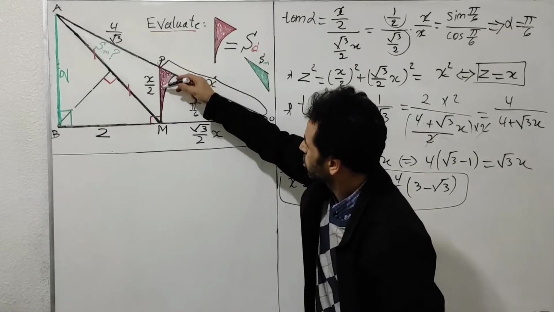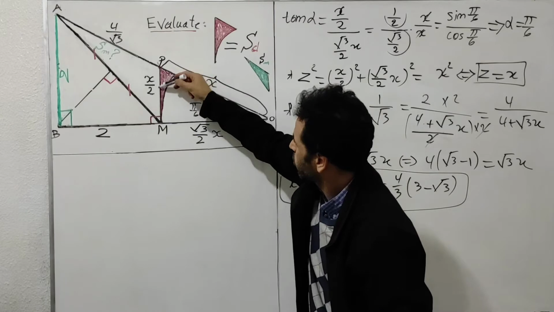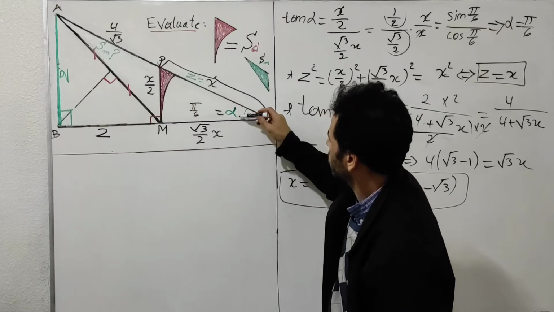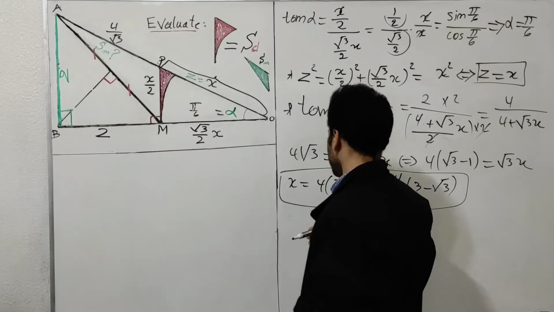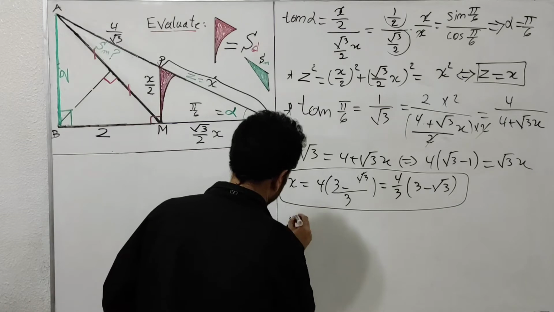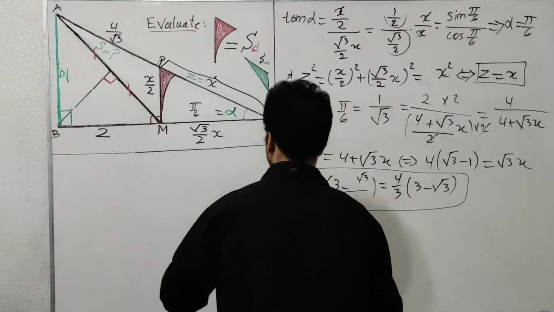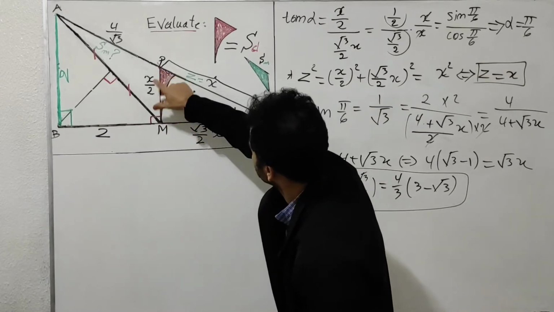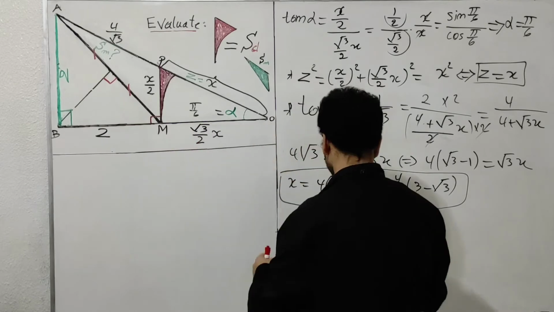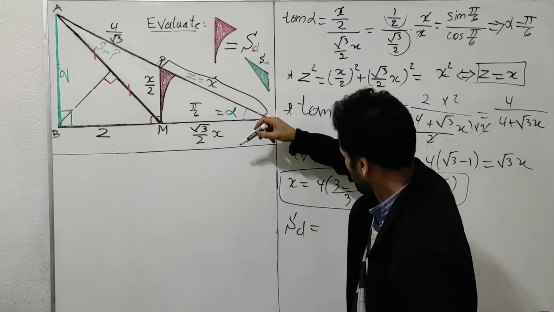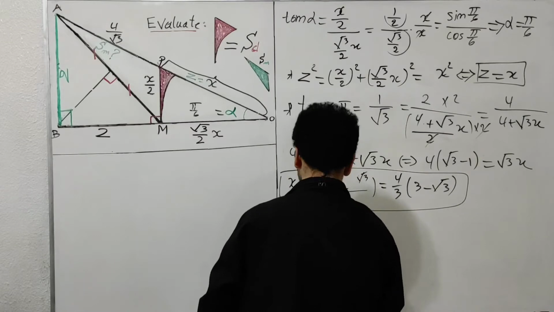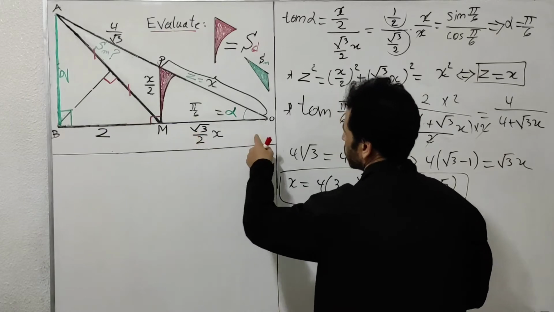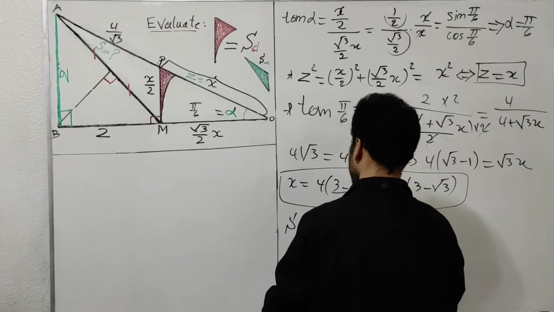In order to calculate the shaded area, we have the area of this triangle minus the area of this sector of the circle, which is covering this angle alpha. Okay, so let's call SD the shaded area, equal to the area of this triangle, which is the height multiplied by the base. So the area of this triangle is a half multiplied by the height, which is x over 2, multiplied by the base, which is square root of 3 over 2x.